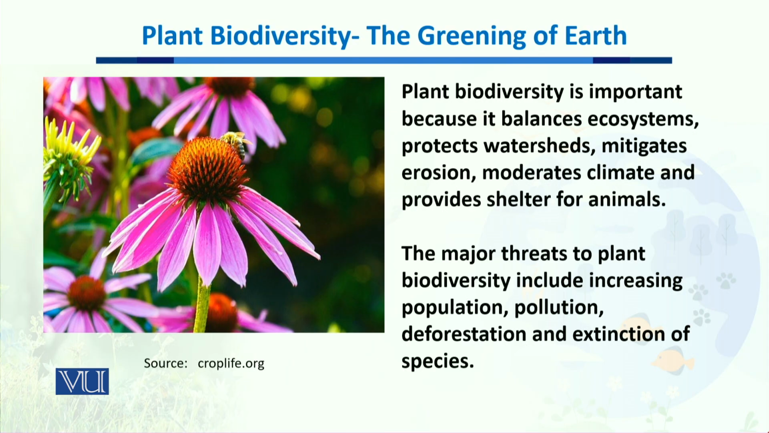the animals. The major threats to plant diversity include increasing human population, pollution as a result of industrialization and other processes, deforestation, and extinction of many species which could be in symbiotic relationship with many plant species. So this shows that plant biodiversity is a very important component of the ecosystem which helps in its balancing.